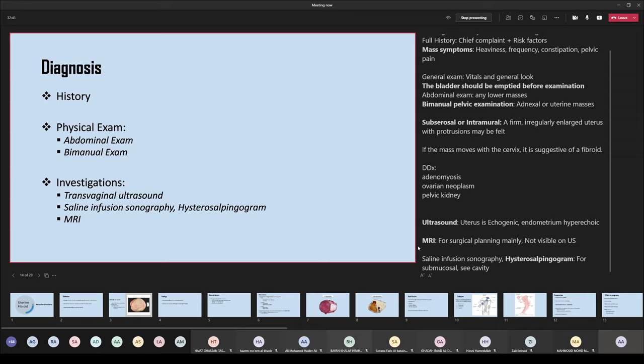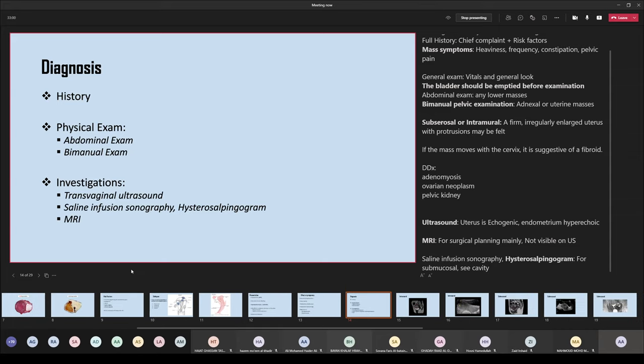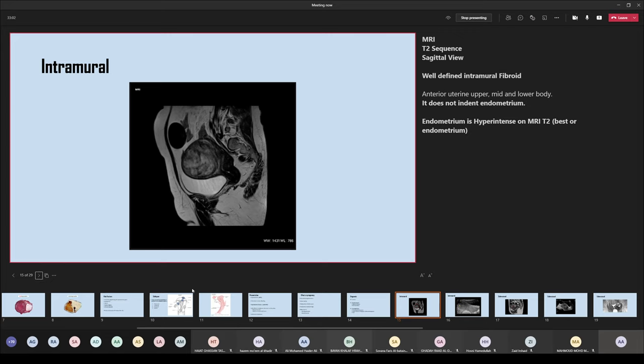The hysterosalpingogram and saline infusion sonography are usually for submucosal fibroids, to see the cavity and if there's any filling defects. Now we have some examples. This is an MRI T2 sequence, sagittal view. We can see here a well-defined intramural fibroid. It does not indent the endometrium.